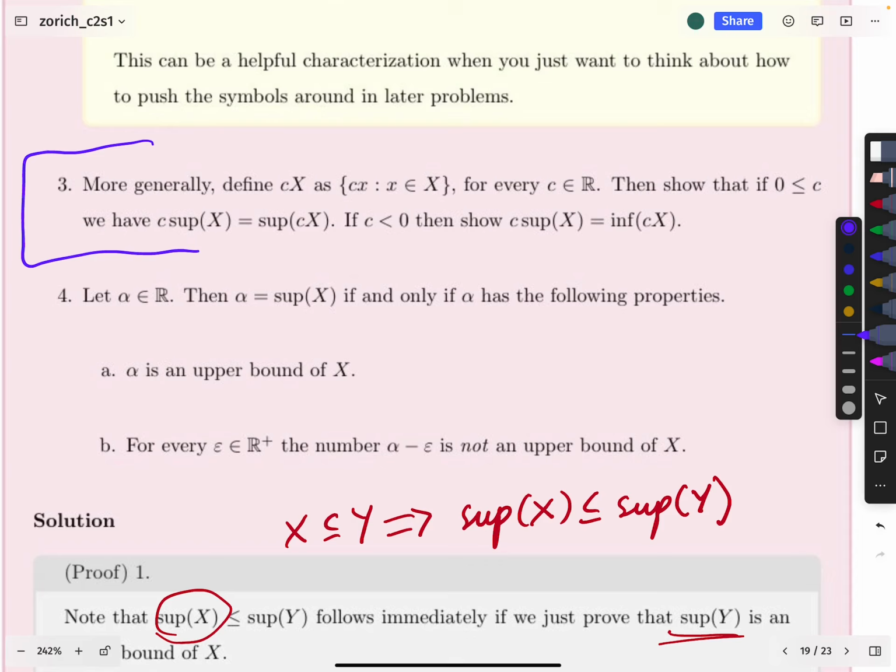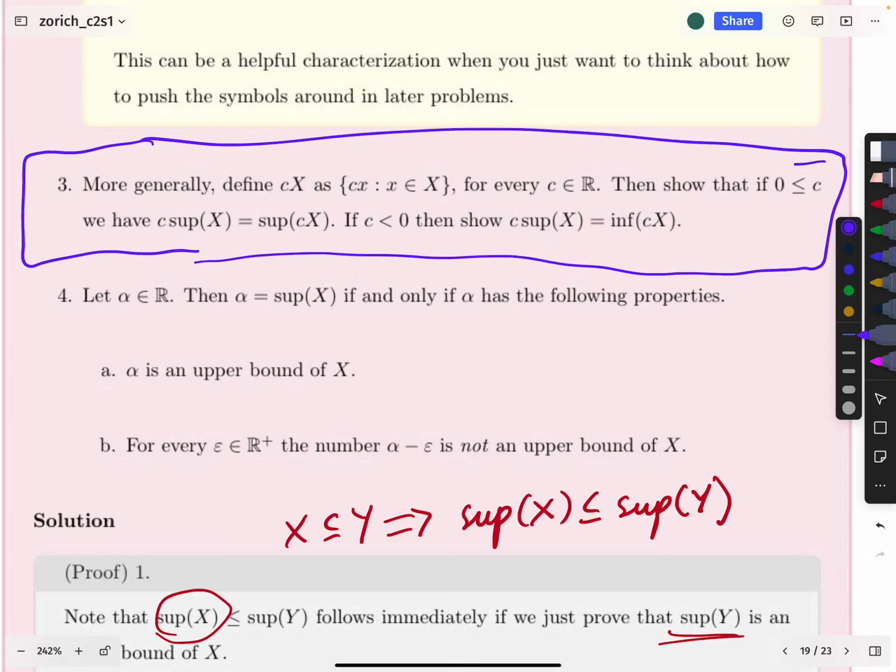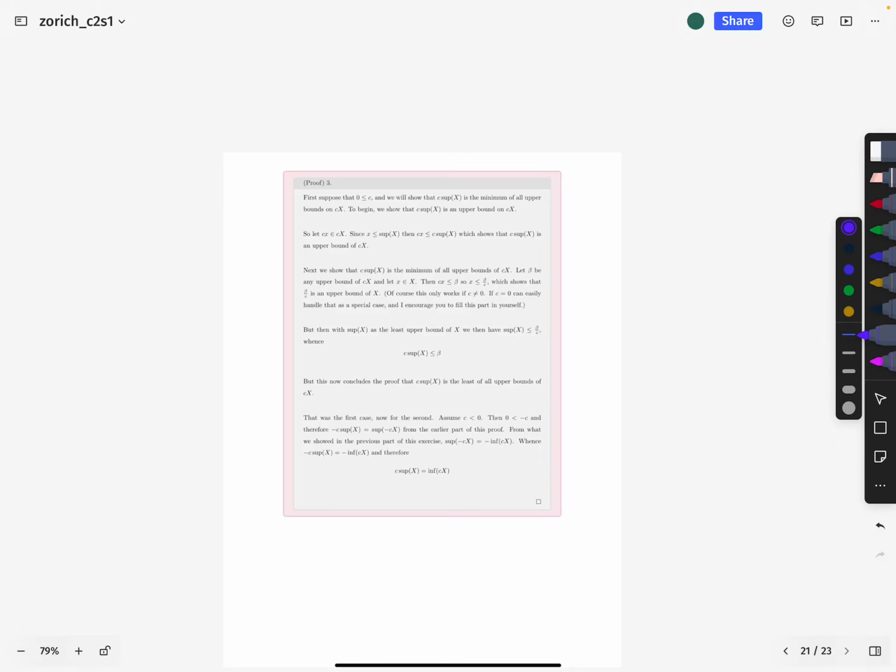We're moving on to this exercise showing that if C is a non-negative real number, then it just moves in or out of a sup freely. But if it is negative, then when it passes in or out of a sup, it flips it to an inf. So let's start on that proof.